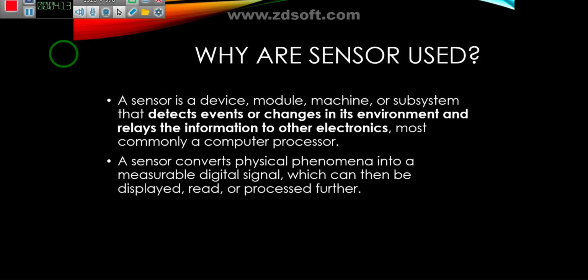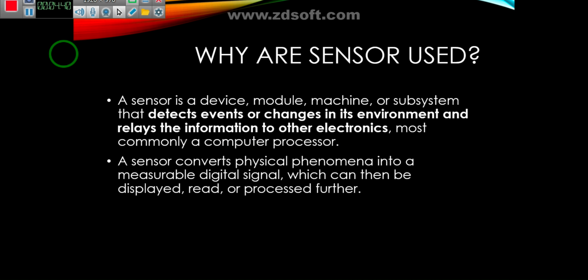Why are sensors used? A sensor is a device, module, machine, or subsystem that detects events or changes in its environment and relays the information to other electronics, most commonly a computer processor. A sensor converts physical phenomena into a measurable digital signal, which can then be displayed, read, or processed further.